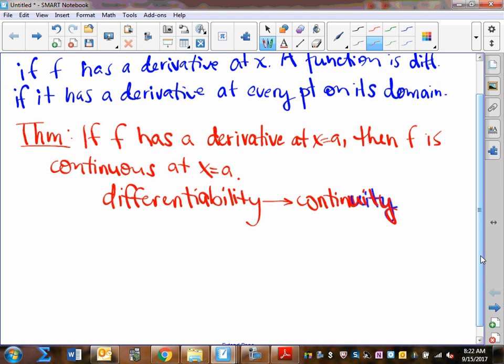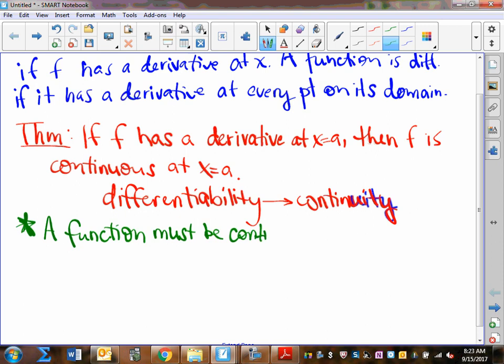Now notice differentiability implies continuity. It does not necessarily go the other way around. Just because a function is continuous doesn't mean that it's differentiable at that point. Okay? So this is a really important concept here, that differentiability implies continuity. A function must be continuous to be differentiable.